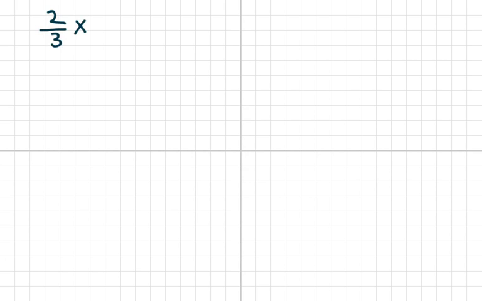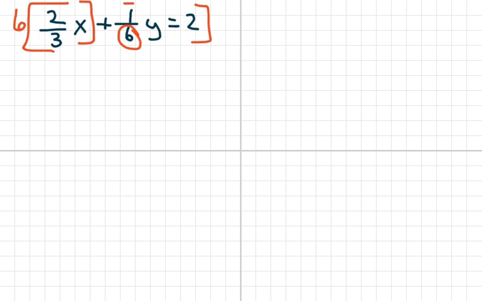2/3 x plus 1/6 y equals 2. So that's the one you probably want to skip on a test, right? No, not really. We're just going to multiply everything through by 6. My common denominator, my biggest number here is 6. So I'm just going to multiply everything through by 6, and I'm just going to get rid of the fractions. So I'm multiplying this by 6, this term by 6, and my 2 by 6.